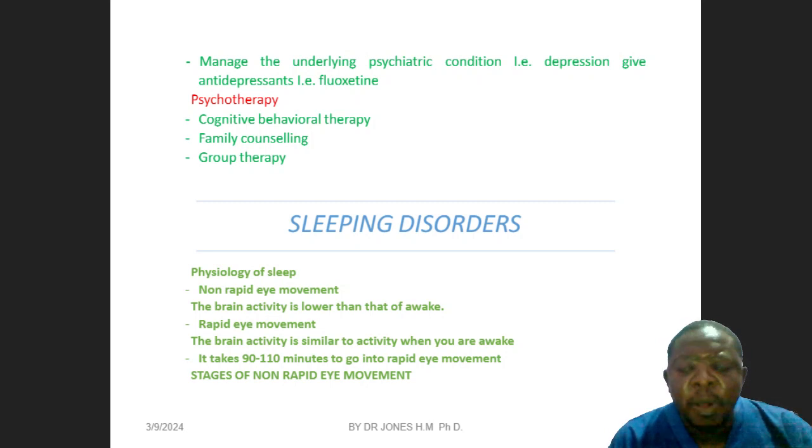So there you have it. Today we have been looking at eating disorders. We have discussed two main conditions, anorexia nervosa and bulimia nervosa. Under anorexia nervosa, we have two subtypes. Under bulimia nervosa, we also have two subtypes.